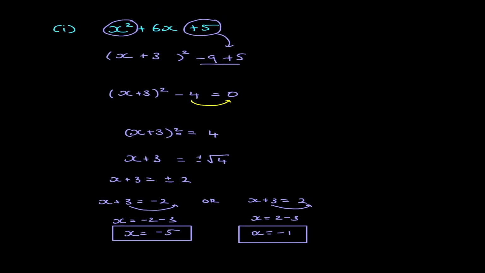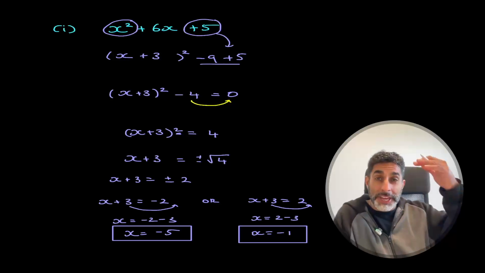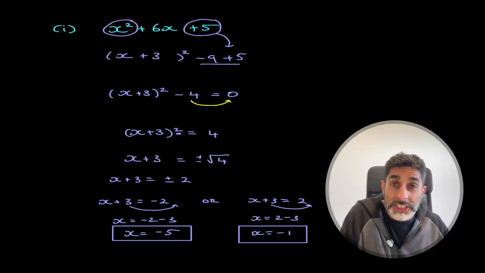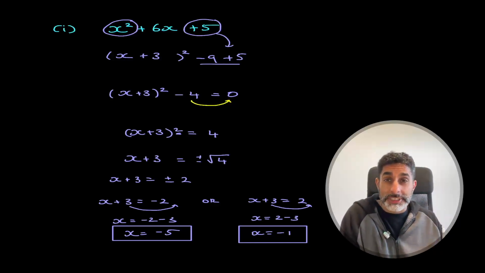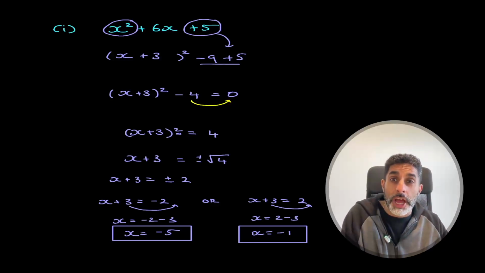Quite a few steps involved in that. Hopefully, by breaking it down, it made a bit more sense. So, first you complete the square, and then you rearrange to make x the subject in order to solve this.